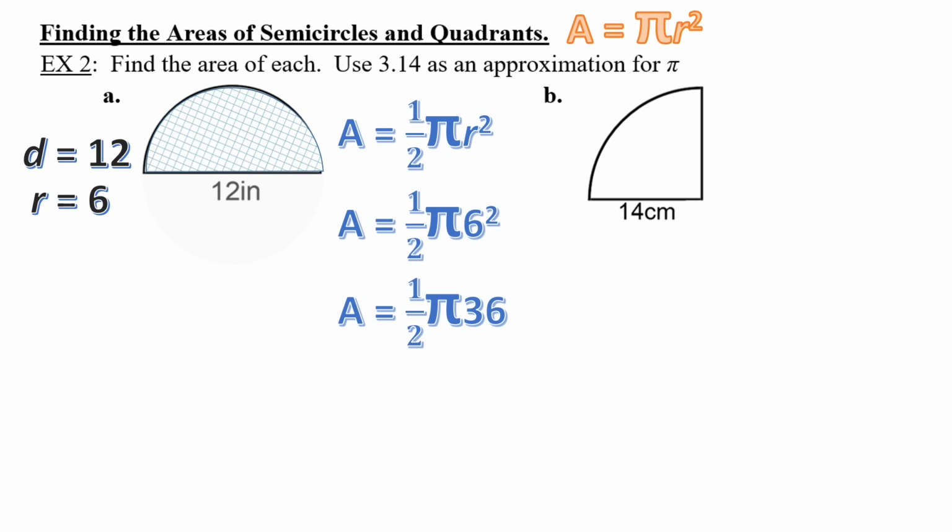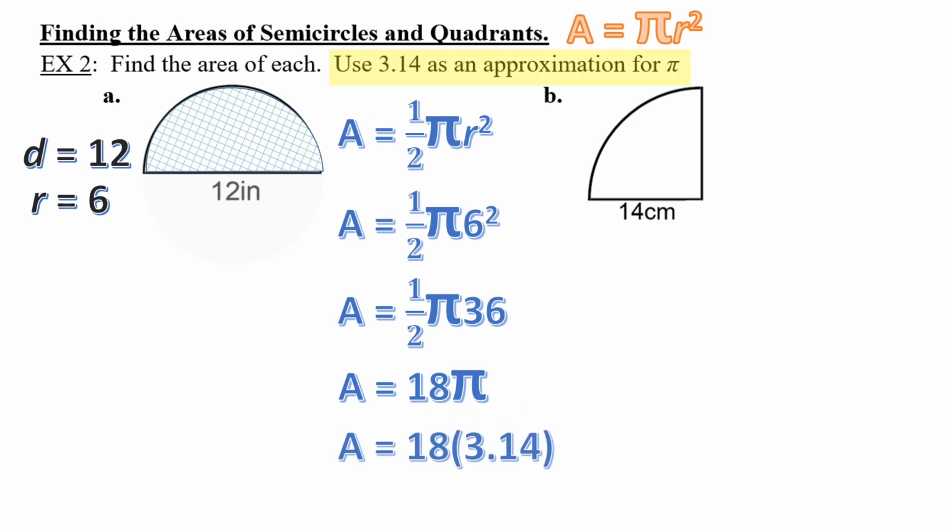And now I always like to simplify everything before I plug in pi, so I can even multiply the half times the 36. So I can do half of 36 is 18. And then I have 18 times pi before I plug in my approximation. Now this is telling me to use 3.14. So I'm just going to plug 18 times 3.14, and then that equals 56.52 inches squared.